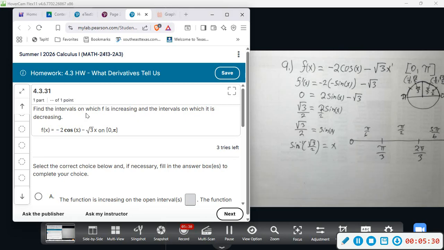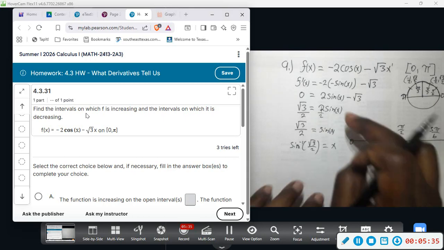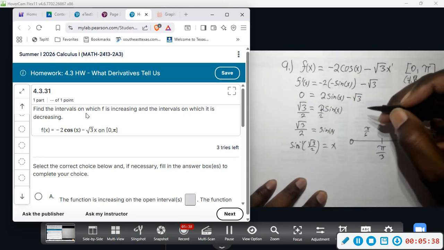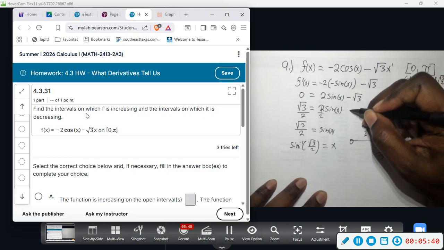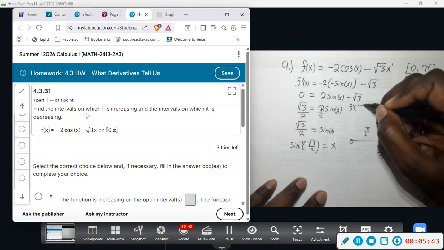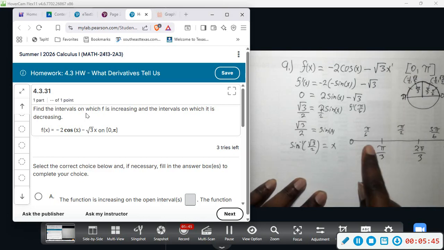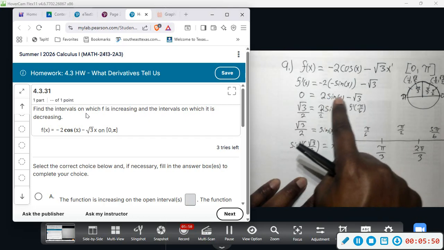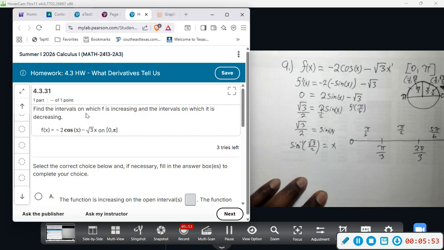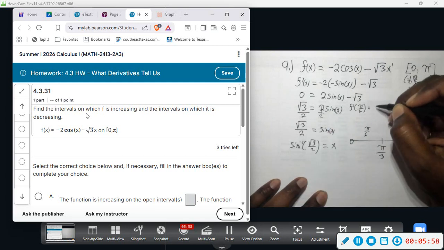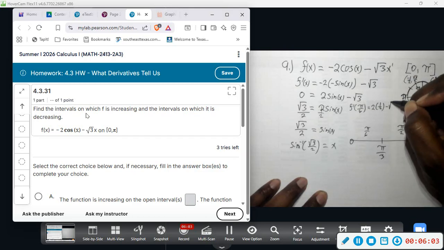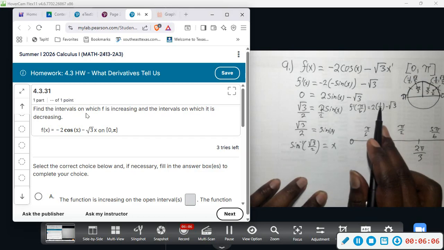Okay, so these are the values I'm going to test to see what's happening. So I'm going to use this function. If I do f prime of pi over 6, I'm plugging in pi over 6 into sine. Pi over 6 is going to give me 1/2. That's the x coordinate. So we're going to get 2 times 1/2 minus square root of 3. All right. So 2 times 1/2, that's 1.